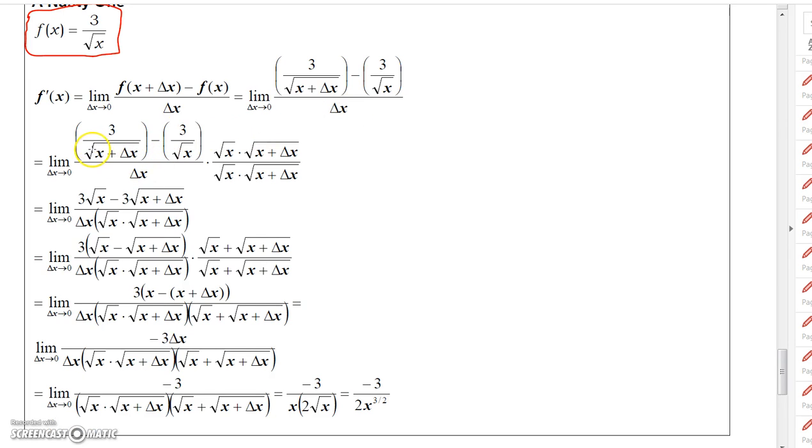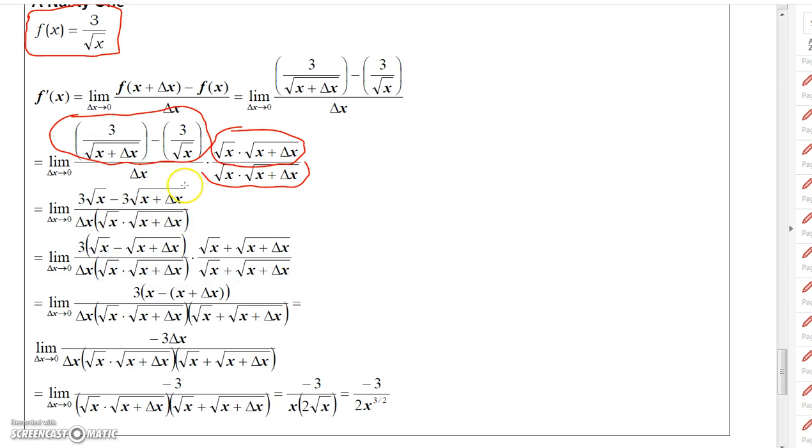Well, in order to simplify this, what I would need to do first is, since this is a complex fraction, I need to multiply the numerator of this by something that will eliminate these two denominators, square root of x and square root of x plus delta x. So what I need to multiply it by is this product. Now I can do that as long as I also multiply the bottom by the same thing. So basically on bottom I'm just going to have delta x times this product, and so you can see I have that right here. So that's just the delta x times that product.